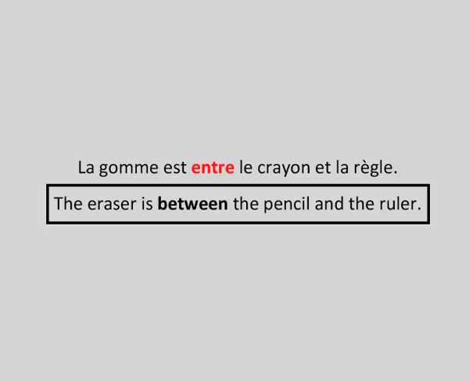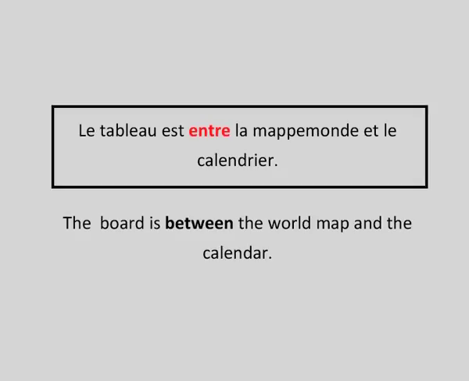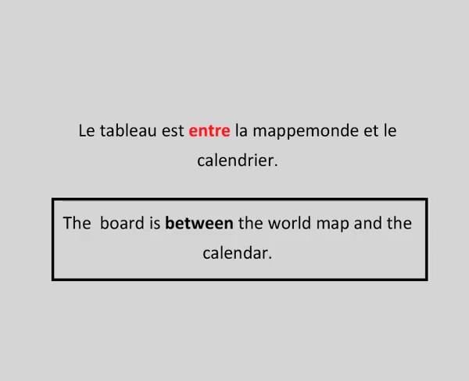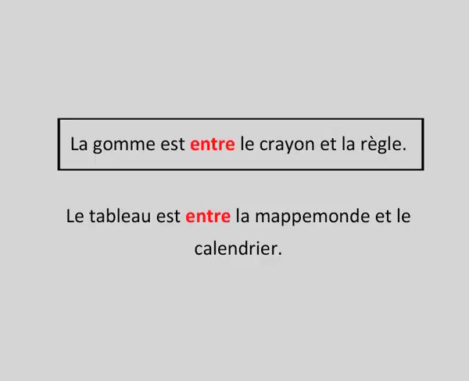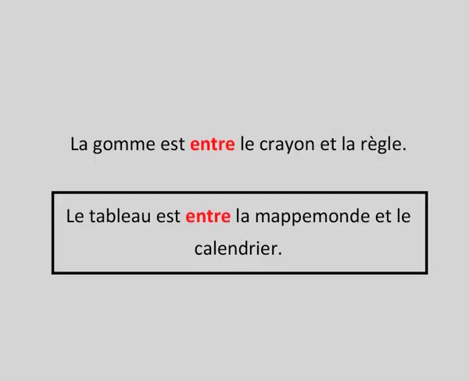Let's consider another sentence. Le tableau est entre la map monde et le calendrier. The English equivalent of this sentence is the board is in between the world map and the calendar. I'll again read the two French sentences. La gomme est entre le crayon et la règle. Le tableau est entre le map monde et le calendrier.